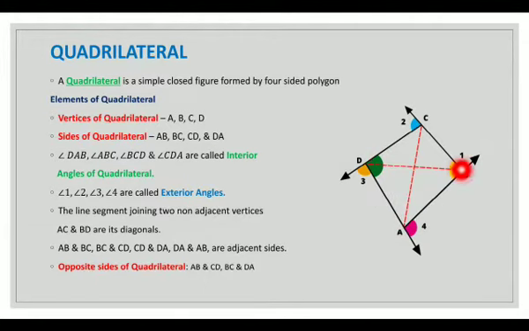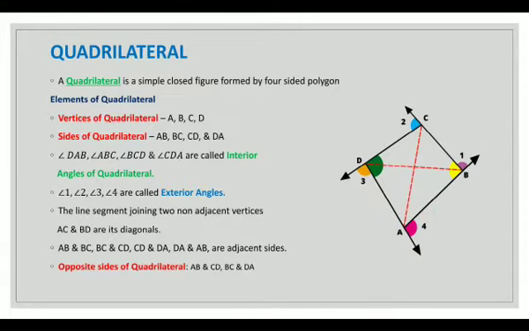Angle DAB, angle ABC, angle BCD and angle CDA are called the interior angles of quadrilateral. Angle 1, angle 2, angle 3 and angle 4 are called the exterior angles. The line segment joining two non-adjacent vertices, that is AC and BD, are its diagonals. AB and BC, BC and CD, CD and DA, DA and AB are adjacent sides.